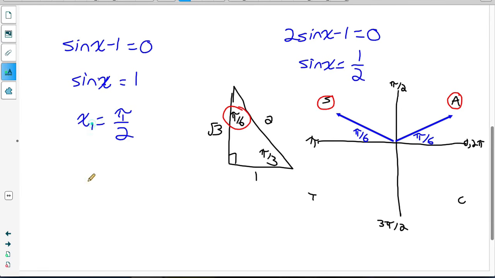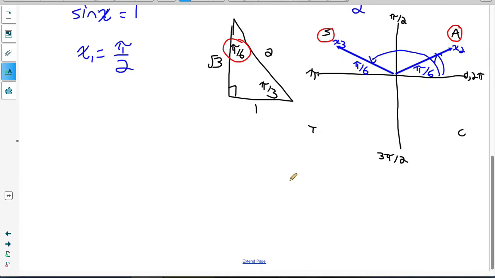So since this was my first answer for x, I'll call this x2 and x3. And I believe earlier in example 1, we already solved this equation, but we'll do it again anyways. So to get to this terminal arm, I would have to rotate pi over 6. To get to this terminal arm, I would have to rotate pi minus pi over 6, so 5 pi over 6. So I'll get two answers for x to this equation. So x2 equals pi over 6, and x3 equals pi minus pi over 6, which is 5 pi over 6.